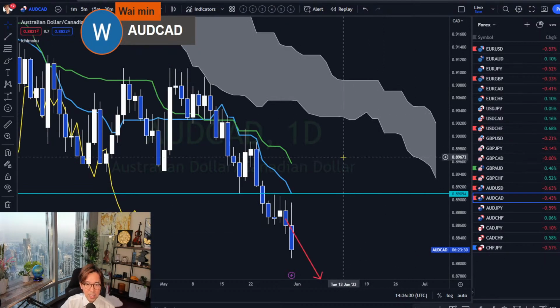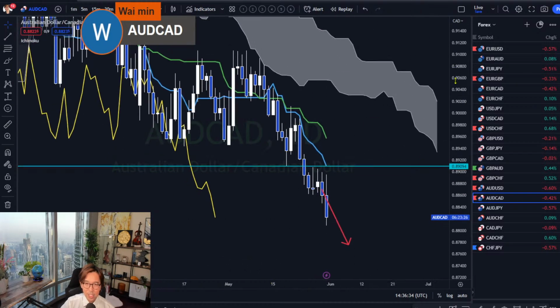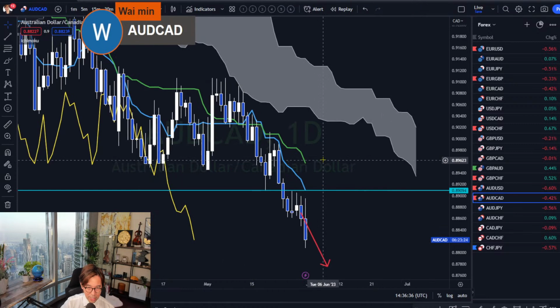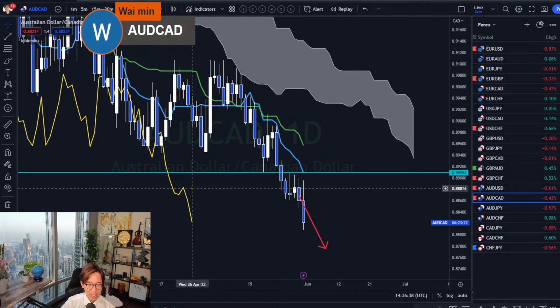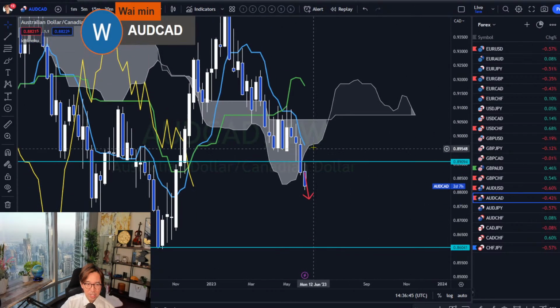So AUD/CAD, like I mentioned before, this is bearish. So Kumo is currently down, Kijun Sen, Tenkan Sen both down, and Chikou span below candles. Yeah, and weekly shows the market broke the Kumo, and Chikou span broke the candles. So this is bearish. The target is going to be on 0.8604.